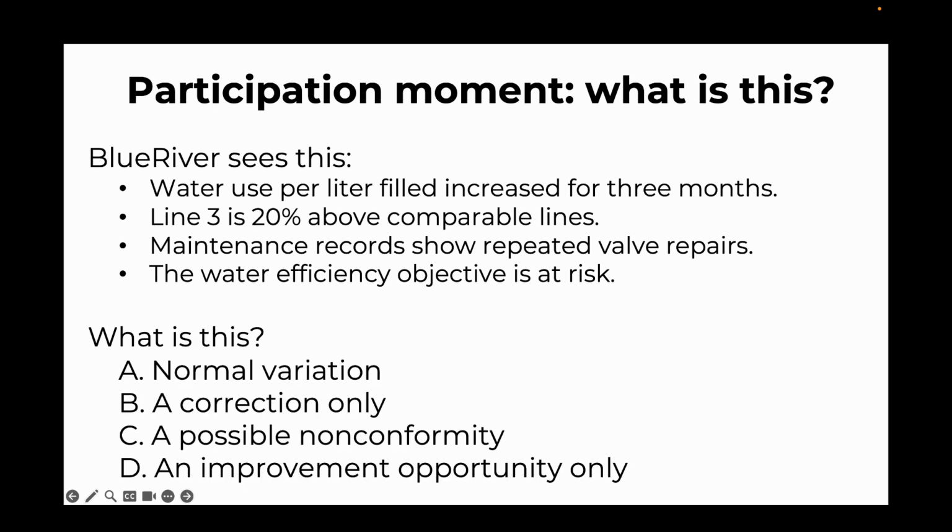What is this? Normal variation? Correction only? Possible nonconformity? An improvement opportunity only? Well, the safest answer is that this is at least a possible nonconformity or a situation requiring structured investigation. It may involve a failed operational control. It may mean the objective plan is not effective. It may show that maintenance controls are not preventing recurrence. The point is this: the data is no longer just information.